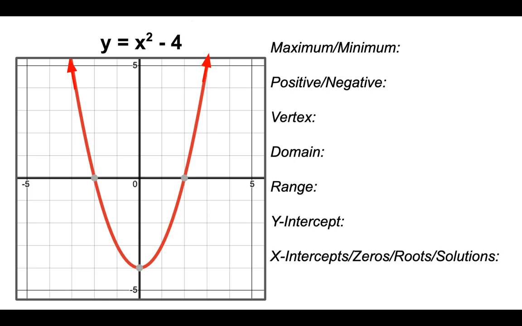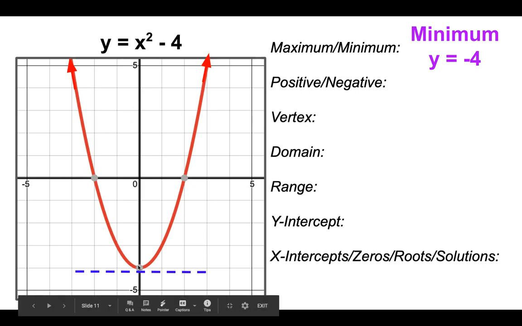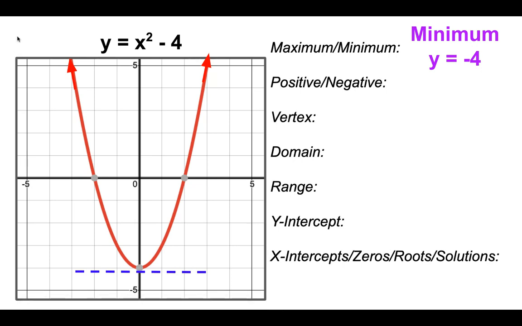If we look to see if this has a maximum or a minimum, we see that this is the lowest point on the graph, and it goes up forever and ever. So we do in fact have a minimum, and the value of the minimum is y equals negative 4. Negative 1, negative 2, negative 3, negative 4. That's the lowest point on the graph.